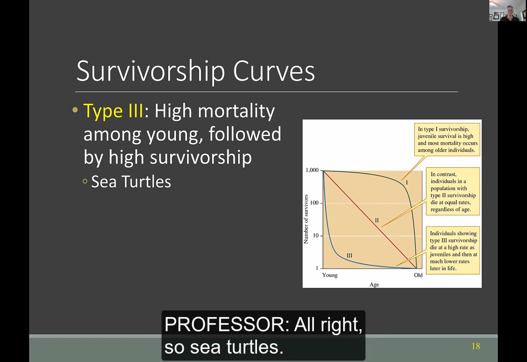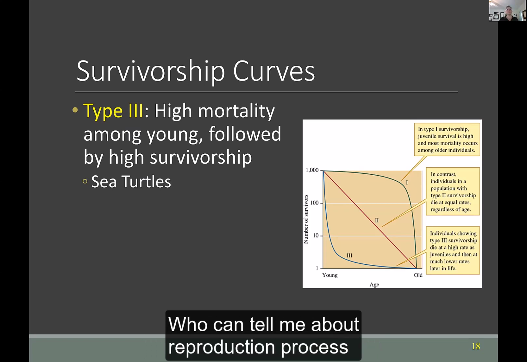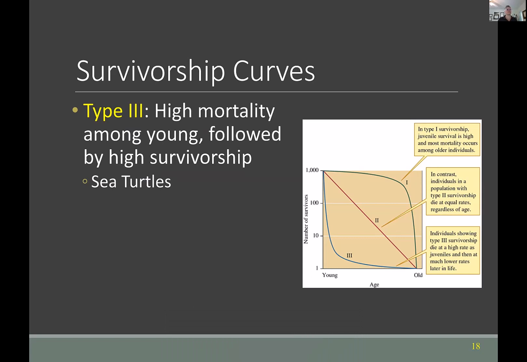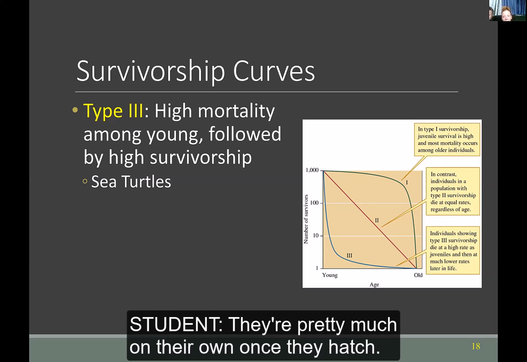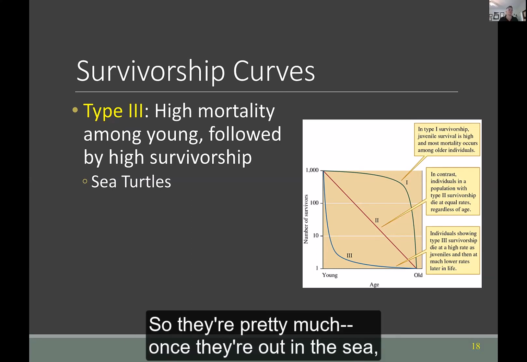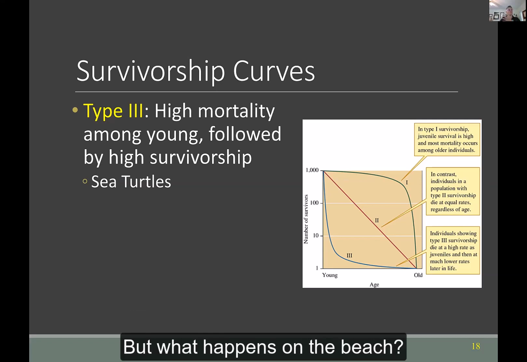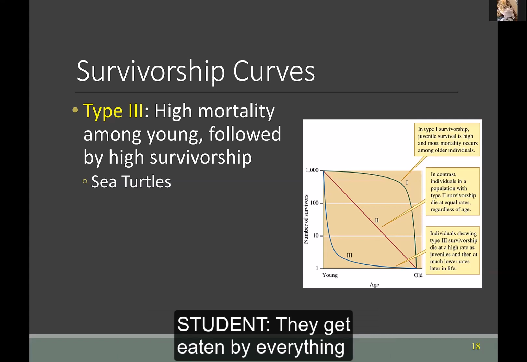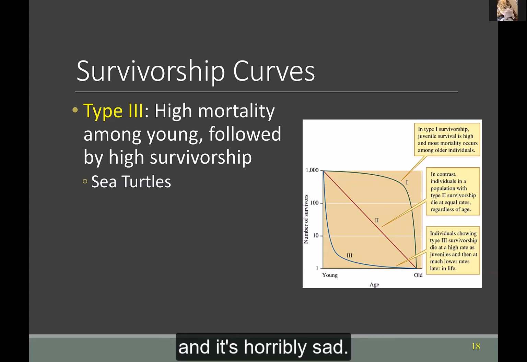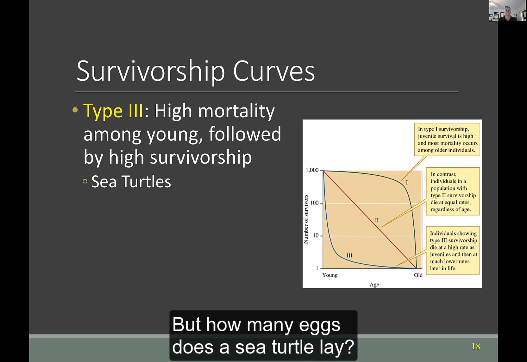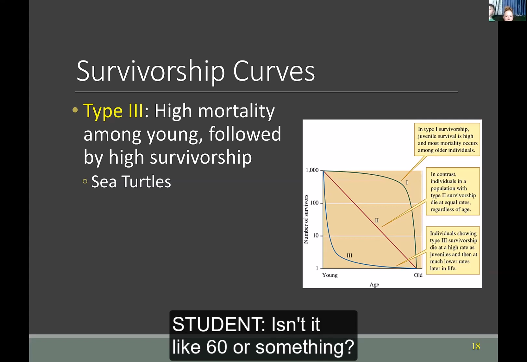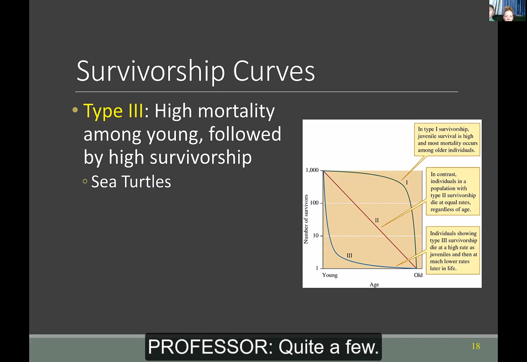But all right, so sea turtles. Who can tell me about the reproduction process of sea turtles? They're pretty much on their own once they hatch. Right, so once they're out in the sea, they're kind of on their own there. But what happens on the beach? They get eaten by everything, and it's horribly sad. Right, but how many eggs does a sea turtle lay? Is it like 60 or something? Like a big few, right?